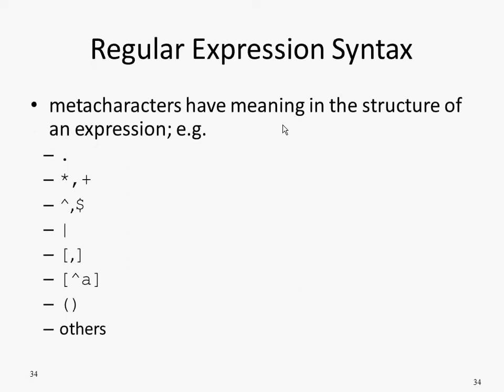Yes? With the curly braces, is it 1 or 5, or 1, 2, 3? So if you have, say, {1,5}, would it match 1, 2, 3, 4, and 5 instances, or would it just be 1 or 5? It's a great question. If you had {1,5}, it would match 1, it would match 2, it would match 3. It's between a min and a max, okay? It's inclusive. It includes the minimum and includes the max. Okay? So that's a good question.